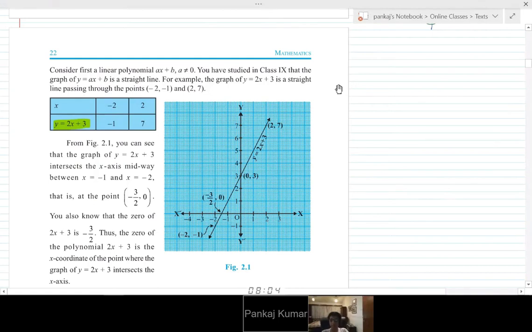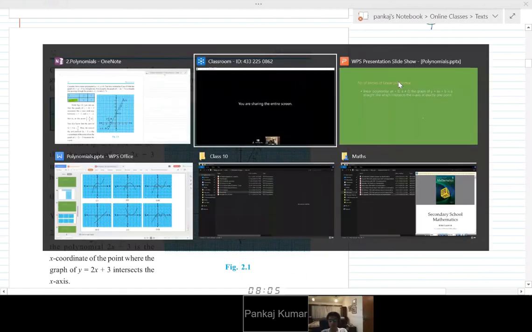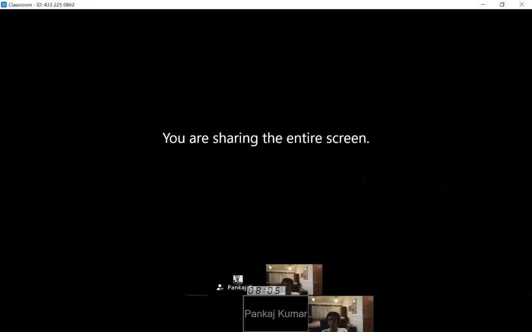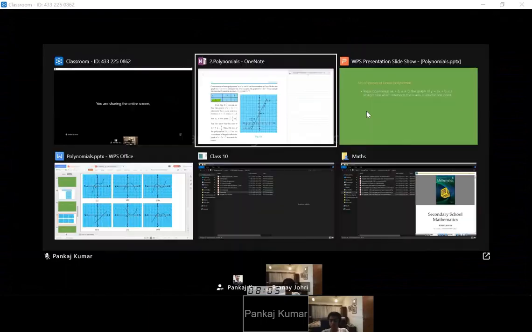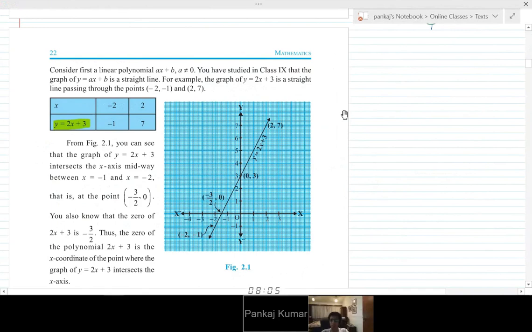Anyway, you know how to draw this line, y equals 2x plus 3? Okay. So how do you do that? We make an x and y table. So we draw the x and y table, and what are the minimum points we need to draw a line? 2. Okay, so this is the graph that we have.